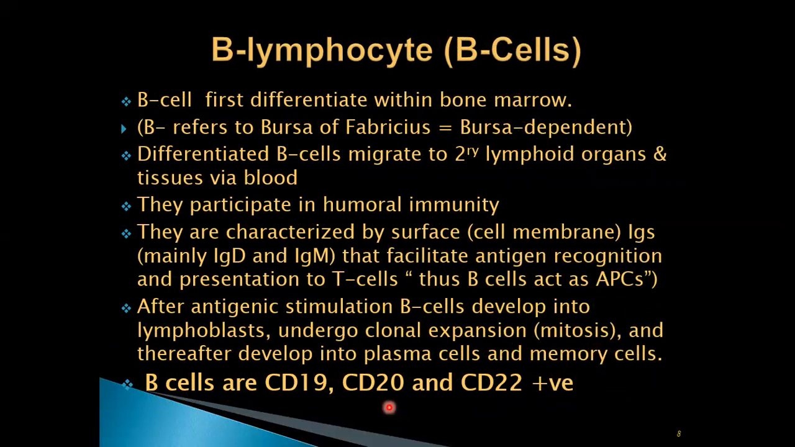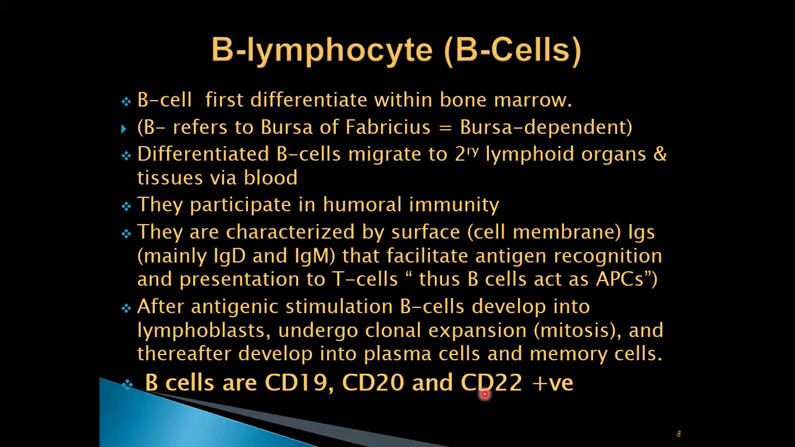Now the B lymphocytes. First I tell you the B lymphocytes: they are CD19 positive, CD20 positive, and CD22 positive. Remember, B lymphocytes are CD19, CD20 and CD22 positive. And I told you all T lymphocytes are CD3 positive. Then we have helper and cytotoxic T cells. Helper T cells are CD4 positive, and cytotoxic T cells are CD8 positive. So all T lymphocytes have CD3, but helper cells additionally have 4 and cytotoxic cells additionally have 8.